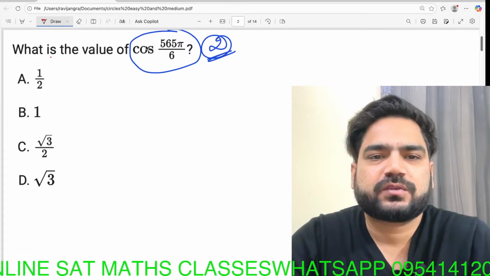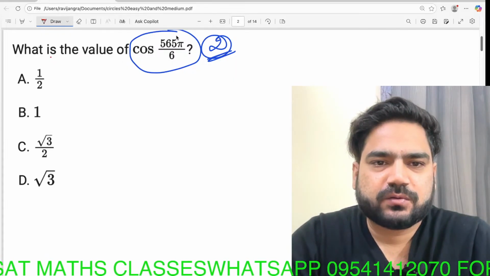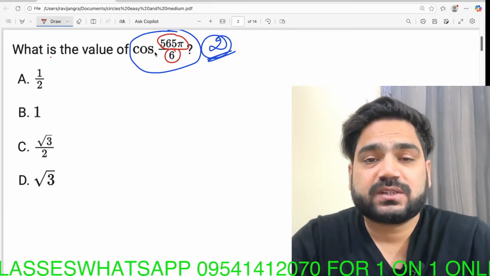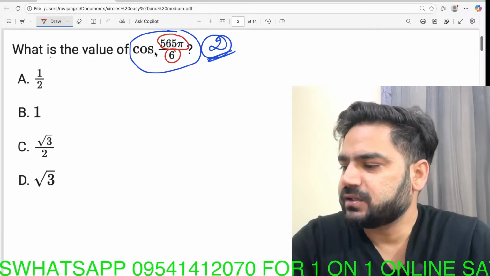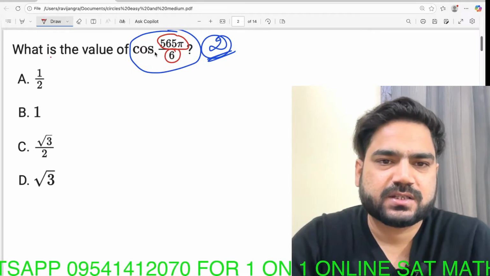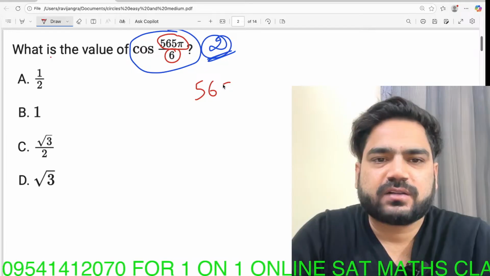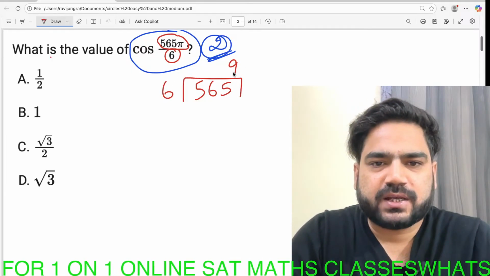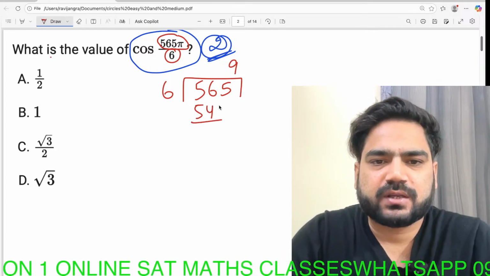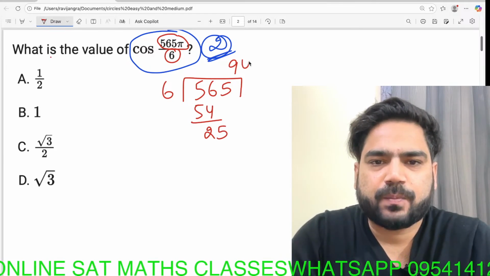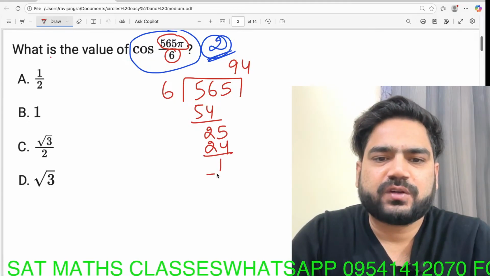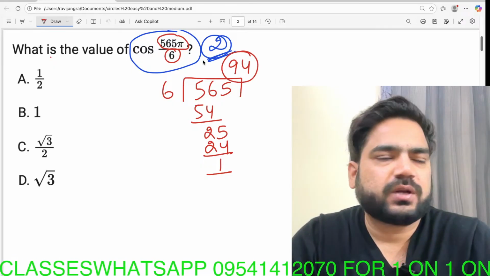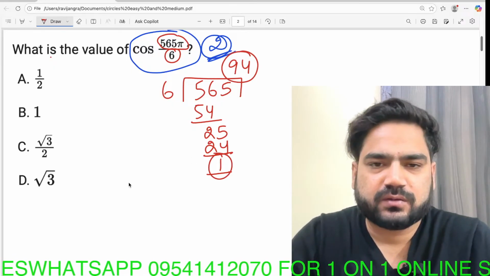See, basically for this 565 pi by 6, first of all, when the question comes in this type of form, you will divide this 565 by 6. So first of all, let's divide 565 by 6. Easily you can divide. 6 nines are 54, and then 25, 6 fours are 24. So very easily you can divide, and 1 will be the remainder. So when you divide 565 by 6, it will be divided 94 times, and the remainder is 1.